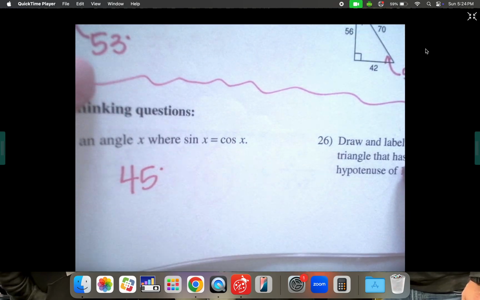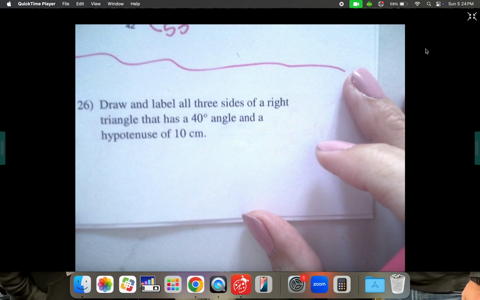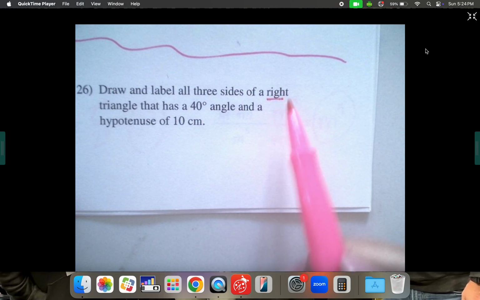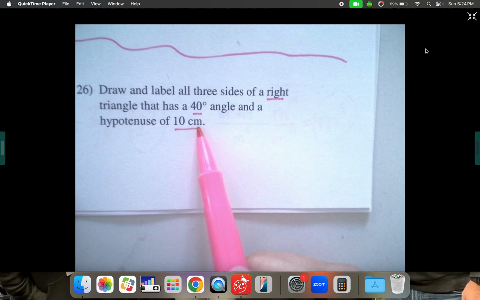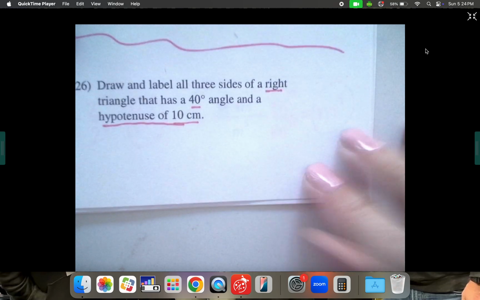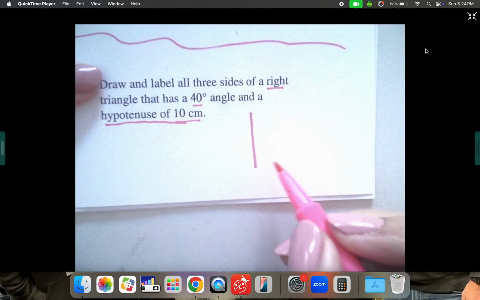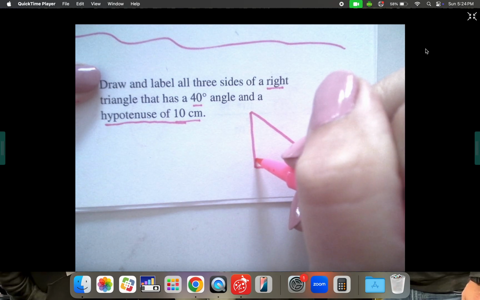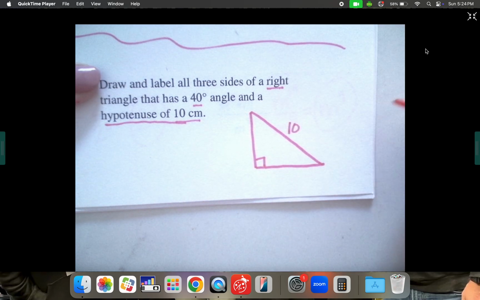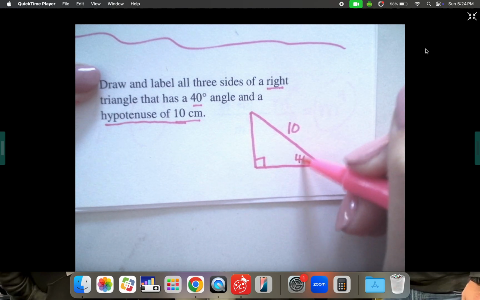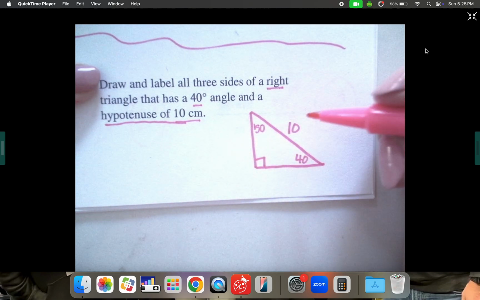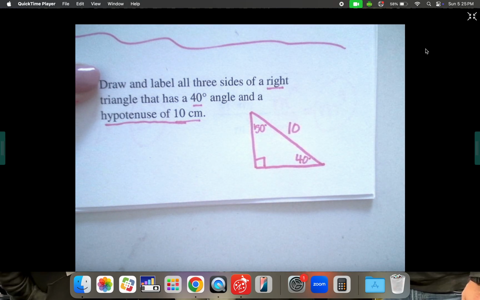Okay, and then this last one, just draw and label, basically solve a whole triangle where all you know is that it's a right triangle and it has a 40-degree angle and a 10-centimeter hypotenuse. You guys know I'm a terrible artist. I will try my best, but you guys will do a better job than me. This is a right triangle. It has a hypotenuse of 10. It has a 40-degree angle. I'm going to go ahead and say that means it also has a 50-degree angle. And we're going to just solve it.